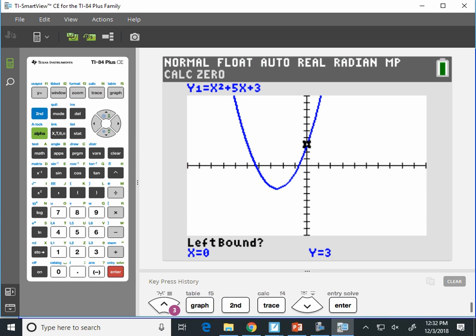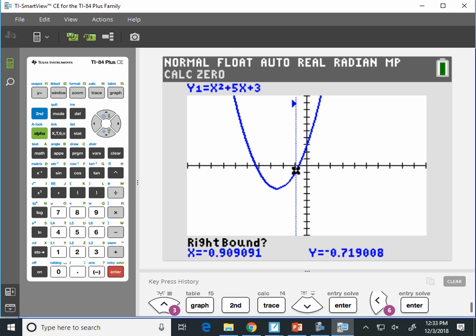You should see a flashing cursor, right? Somewhere on your screen. On the bottom, it says left bound with a question mark. So you're going to take that cursor and you're going to take it to the left of the x-intercept. So if I do this x-intercept right here, I want that cursor to be a little bit to the left, which means below. So I'm going to make this go a little bit below. Doesn't have to be a lot, just a little. Because it's technically to the left of that. And you're going to hit enter the first time.